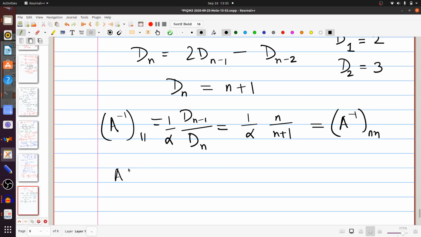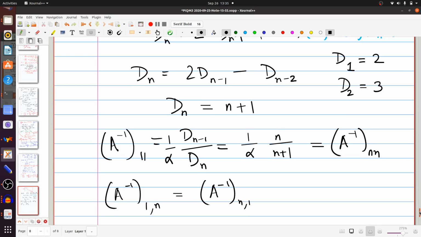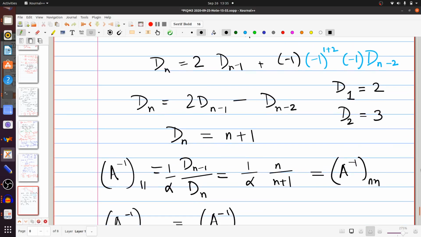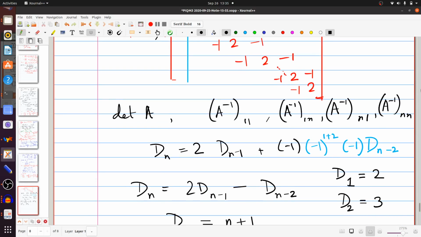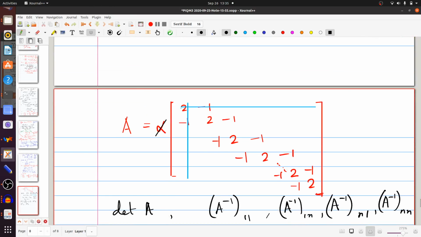So we only have this thing to calculate now, A inverse 1 comma n, which has to be the same as A inverse n comma 1, because A, remember, is a symmetric matrix, and it's a standard result in matrix theory that the inverse of a symmetric matrix is also symmetric. So let's go back and try to find out what A inverse n1 is going to be. Let's take a look at the 1n element. This is the one whose cofactor you want to find out.